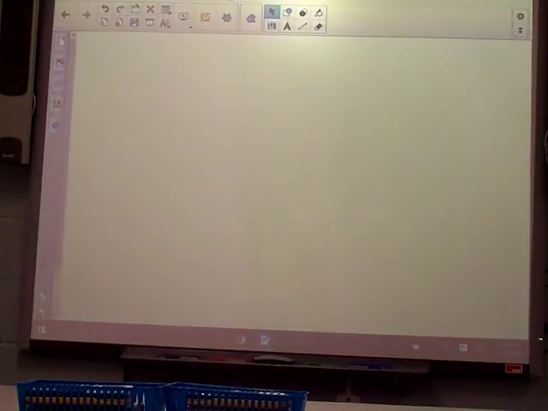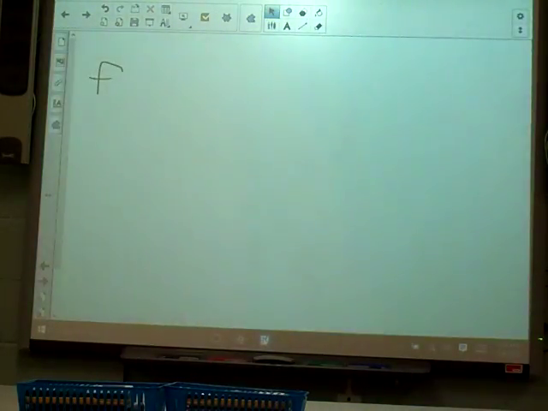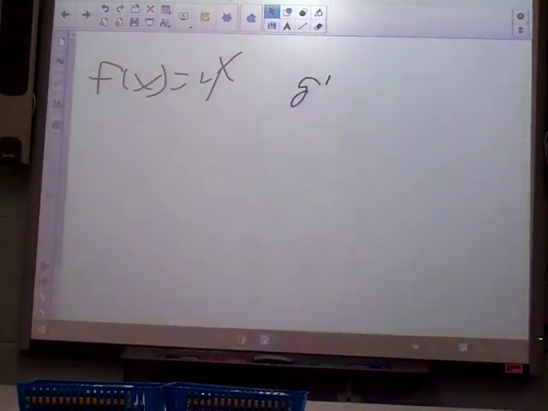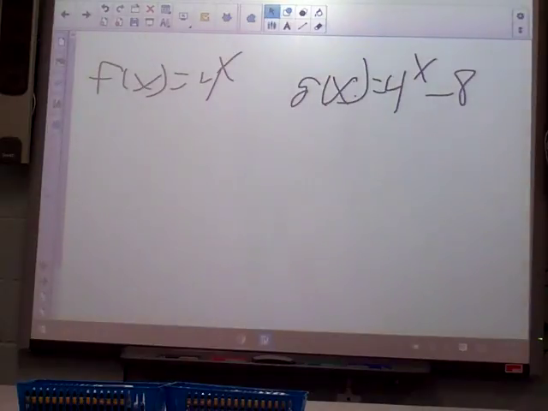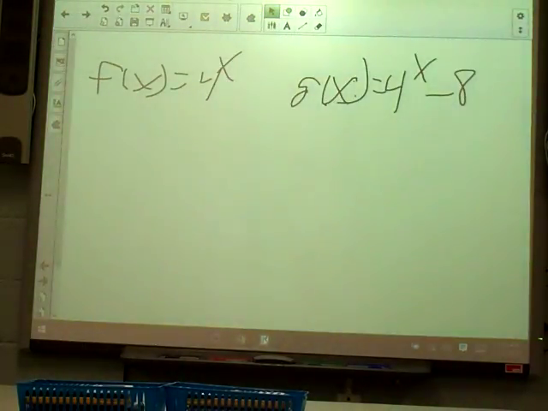Alright, so this one says f of x is 4 to the x, and g of x is 4 to the x minus 8. So what does that one do? Down how many? 8. Very good, because we got that minus 8 stuck on the end. So we'll just say it goes down 8 units.